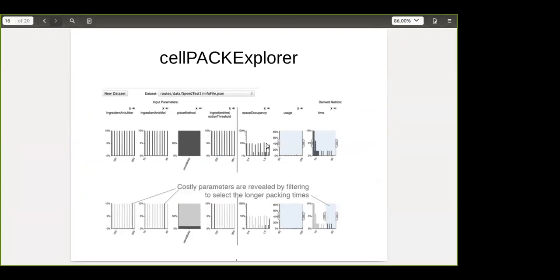Here we can see a zoomed in version of 2 rows. And again, the upper row shows all the experiments, all the runs, and the lower row shows just the ones with the high packing time. The developers wanted to find out which parameter setting causes this long packing time.